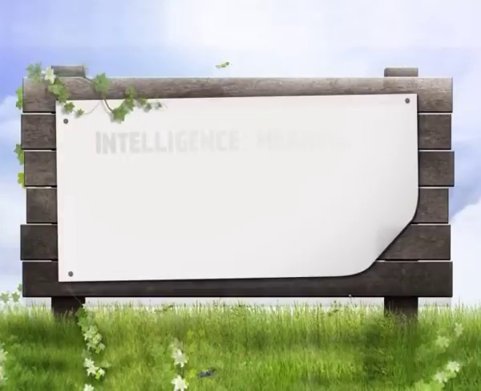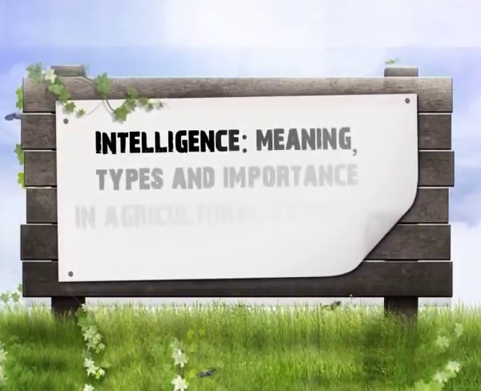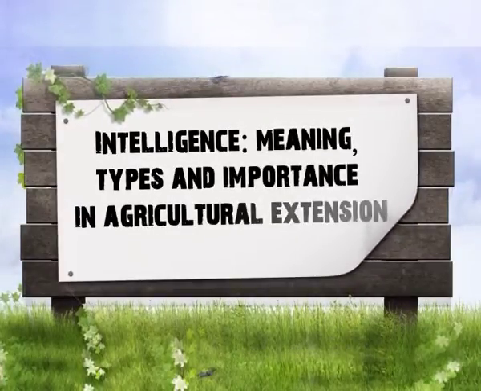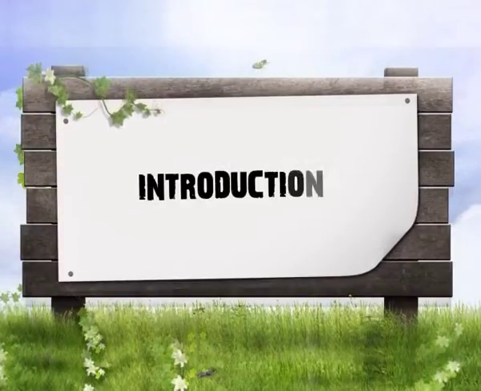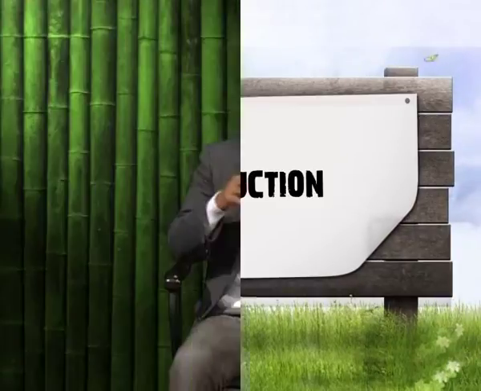The topic for discussion is intelligence, meaning, types, and importance in agricultural extension. To talk about the introduction, intelligence is a very important condition and indicator of a learning process. Often it is considered to be a controversial concept and prone to misunderstanding. Intelligence is a key indicator that helps us to examine how individuals adapt to certain situations.